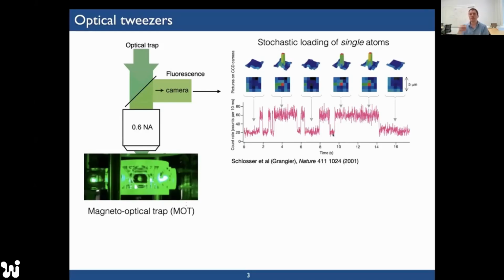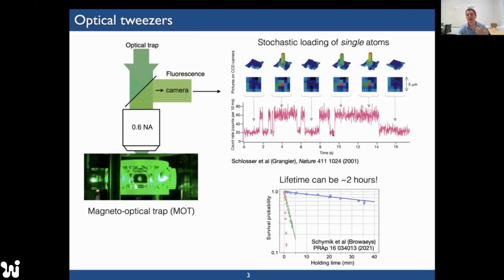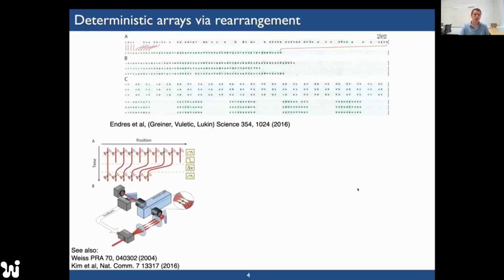But if you stop this loading process by, for example, getting rid of the magneto-optical trap around the atoms, then you can keep these qubits for basically as long as you want, just limited by the quality of the vacuum in your vacuum chamber. And the current world record is, I think, around 2 hours. So that is how you make these optical tweezers and get atoms in them.